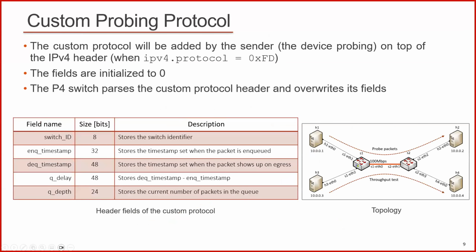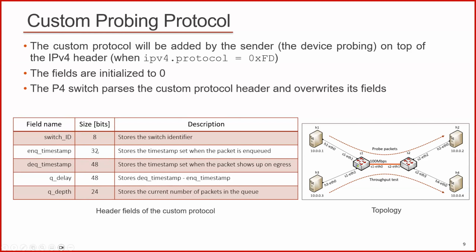So the custom header that we're going to create looks like this. First, we have a switch ID, which is 8 bits. This is kind of optional, but if you have a large topology and you want to identify which switch is being processed, or the queue of which switch is being processed, you can insert it here. So in this example, we can have the value 1, but if you have multiple switches, it can be 2, 3, and so on.